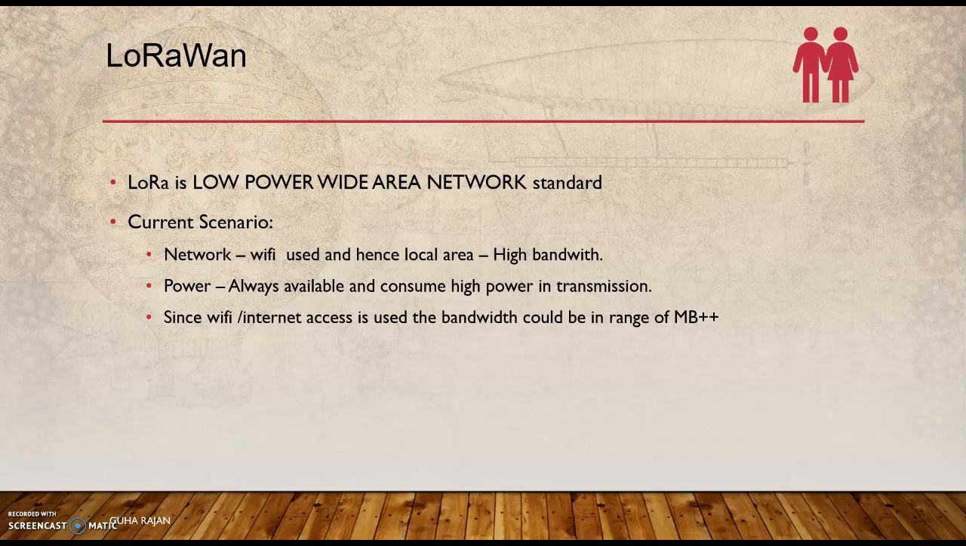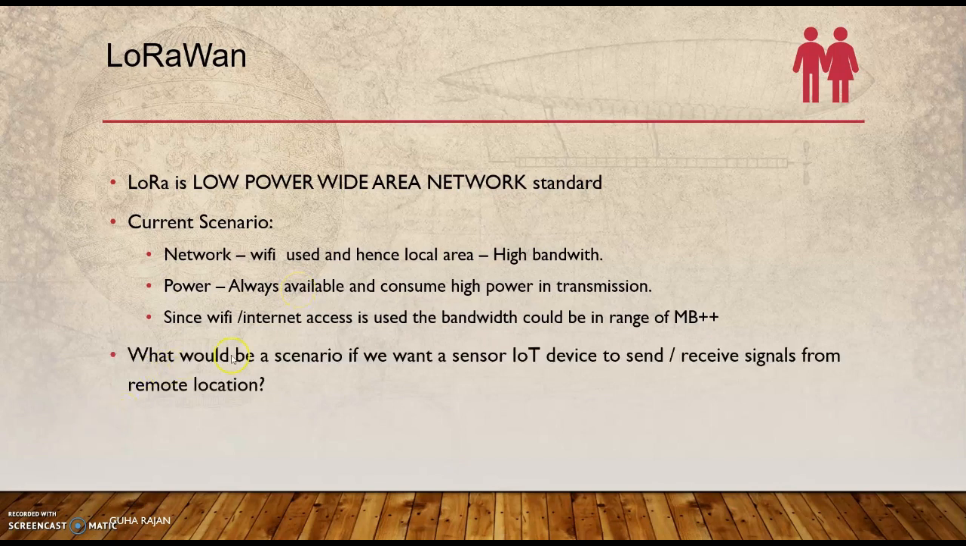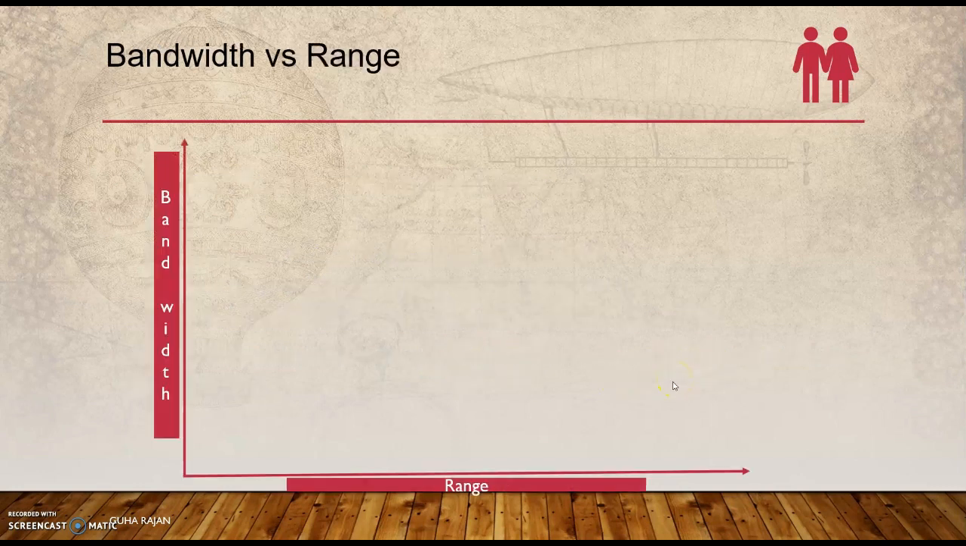But in the case of sensors, particularly in a parking lot running over a few acres, or a fisherman in the deep sea where just a byte of information needs to be sent, or an industrial atmosphere where you might not have Wi-Fi connectivity, you need just narrowband connectivity, and you use this technology, that is LoRaWAN. So what would be the scenario? Whatever we discuss, if you want a sensor device to send a signal from a remote location, that is where LoRaWAN comes into the picture.